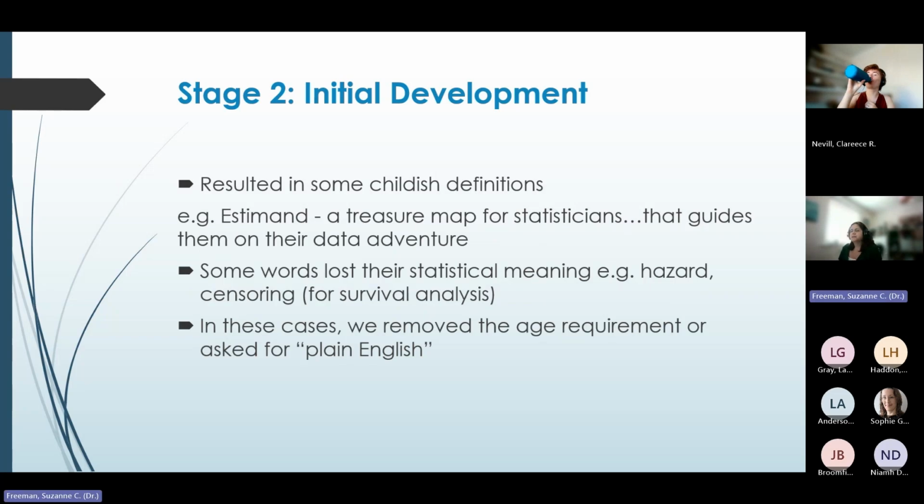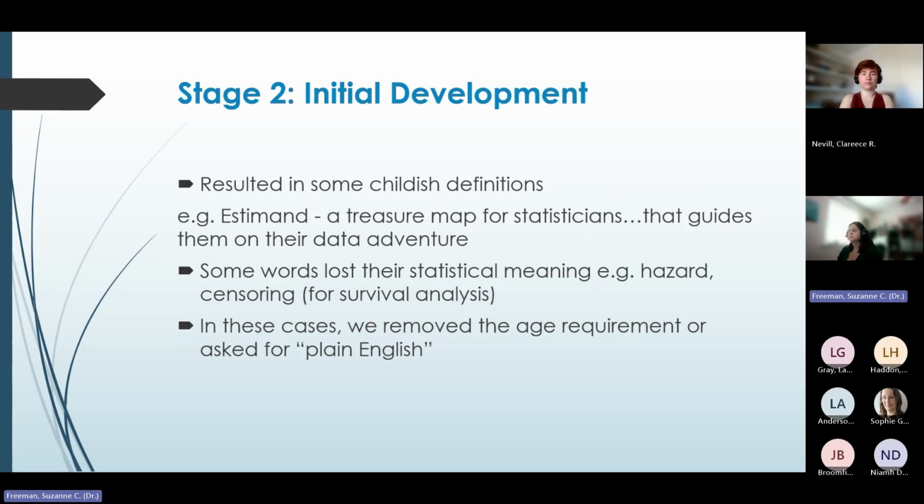So what we found was that there were some terms for which we got quite childlike definitions. For example, estimand was described as a treasure map for statisticians that guides them on their data adventure. So we weren't really sure about whether that was maybe appropriate for our public contributors.